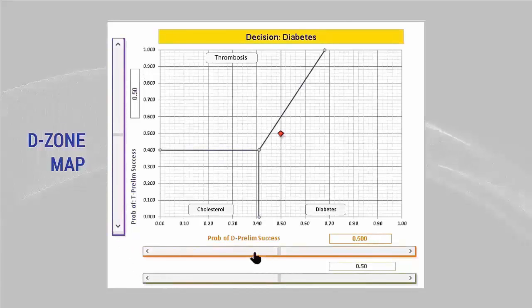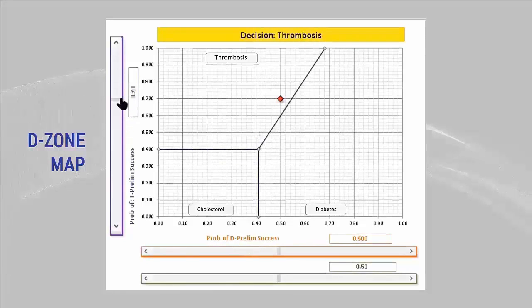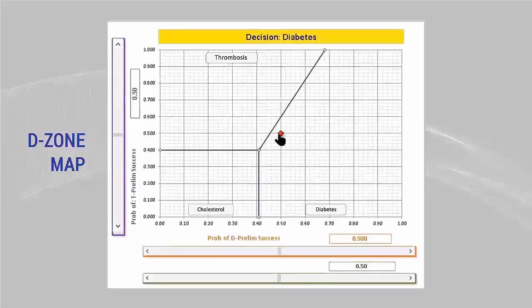When I change the probability of success, the decision is thrombosis. If I change the probability of thrombosis success to 70%, again the recommendation is for thrombosis. What is important to notice is the distance of the pointer from these demarcation lines; it tells you the degree of freedom you have with regard to your assumptions. In this case, when the probability of diabetes success drops below 46%, the decision should be for thrombosis. A zone map such as this gives you tremendous flexibility to understand the sensitivity of your assumptions to the final decision.